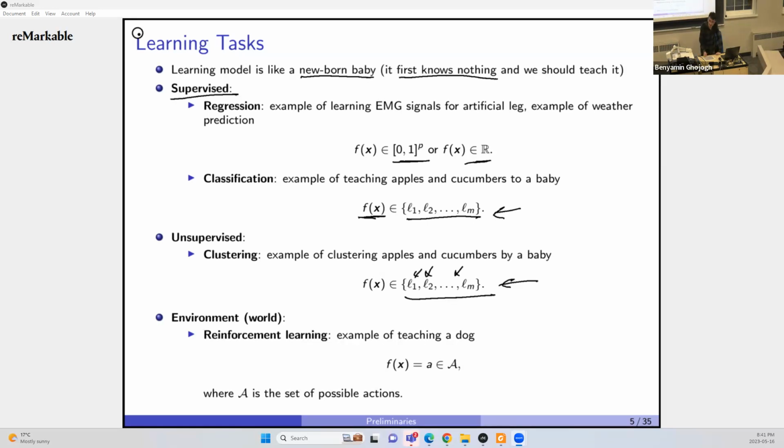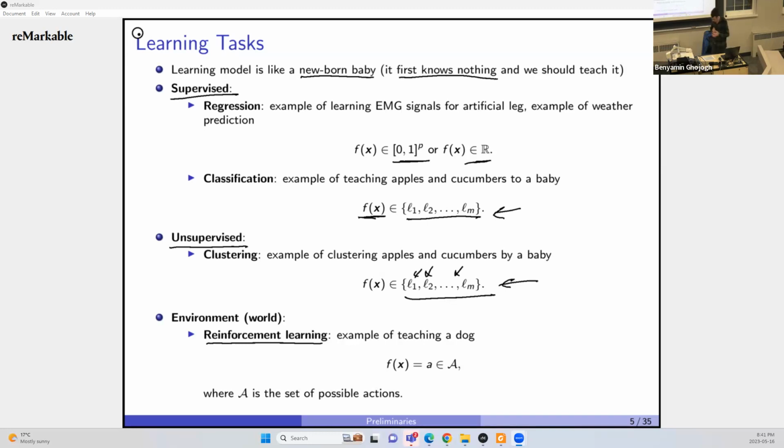Then when we have labels, it's called supervised. When we don't have labels, it's called unsupervised. Reinforcement learning. So it says that assume I want to train a dog. That time I said an example, this time, let it be another example. I want to train the dog to sit whenever I say sit.